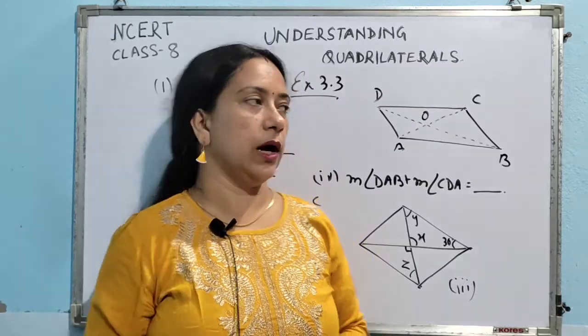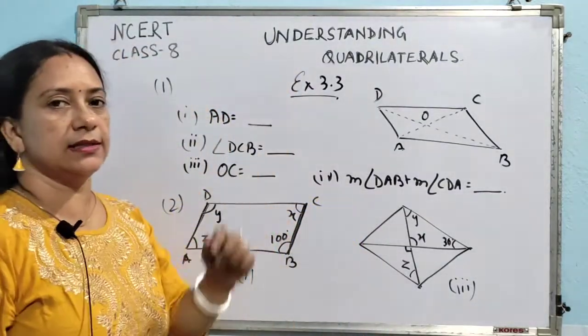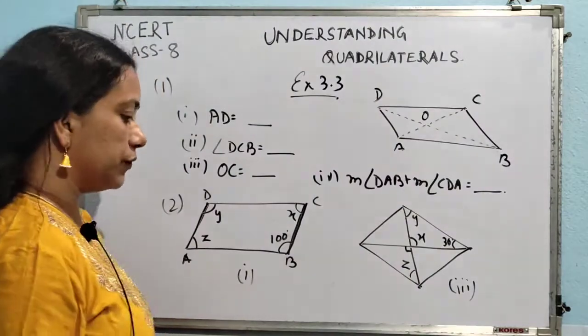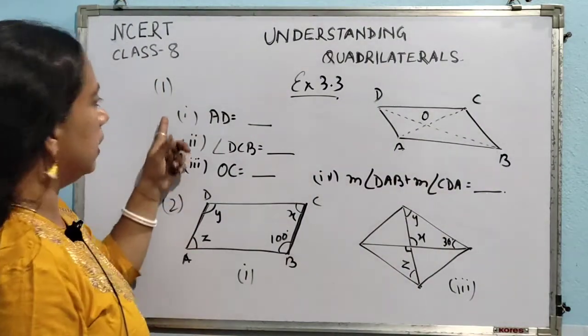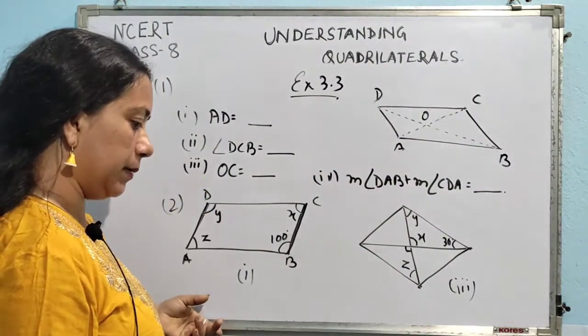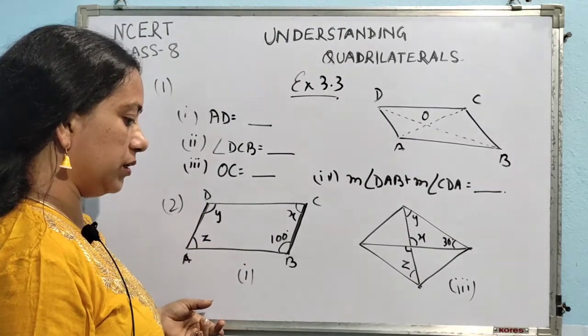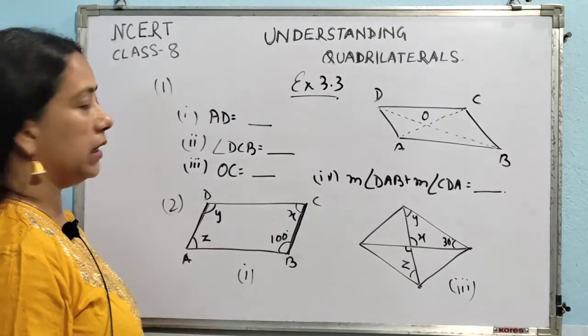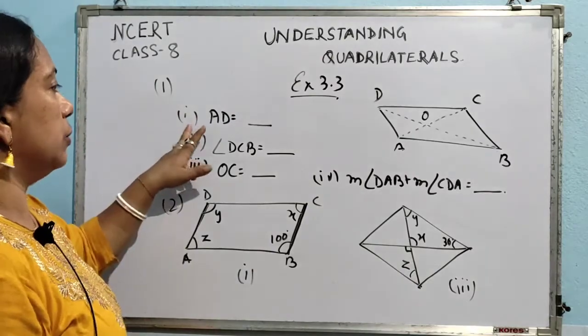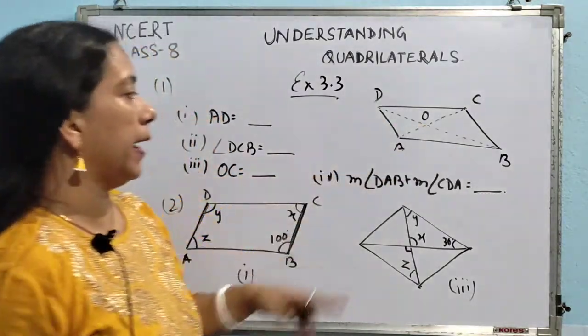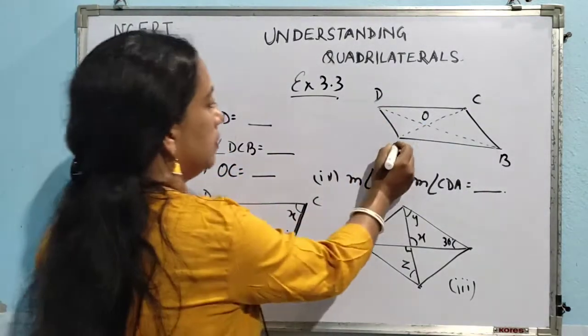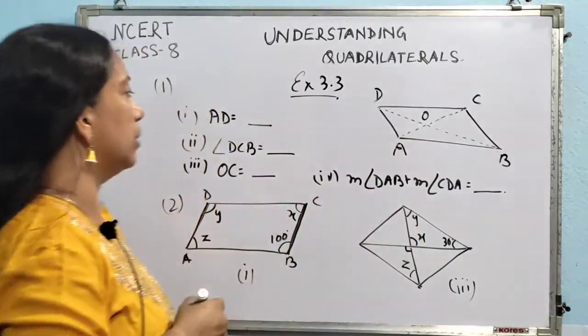So in this video I will be discussing exercise 3.3. So the first question is, given a parallelogram ABCD, complete each statement along with the definition property used. Okay. So here ABCD is a parallelogram. They have given that ABCD is a parallelogram.